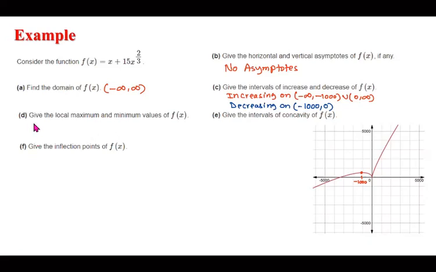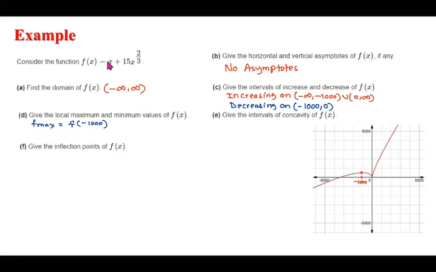Now, if you look at D, we are asked to give the local maximum and minimum value of the function. You can see that around this point, the function is increasing and then decreasing. That means the function is maximum at negative 1,000. The value of the function is maximum at negative 1,000.